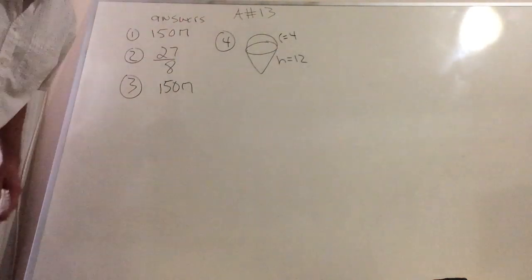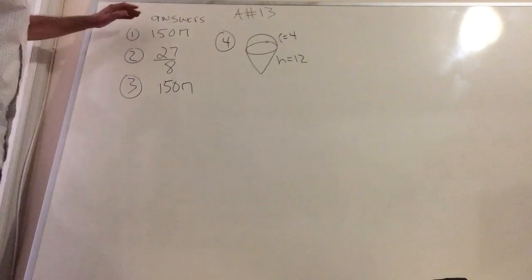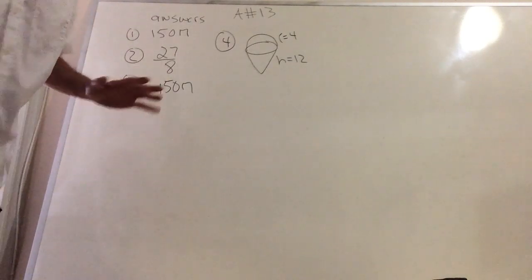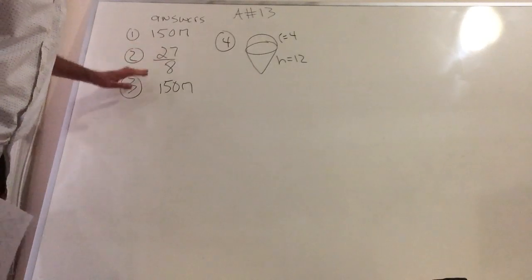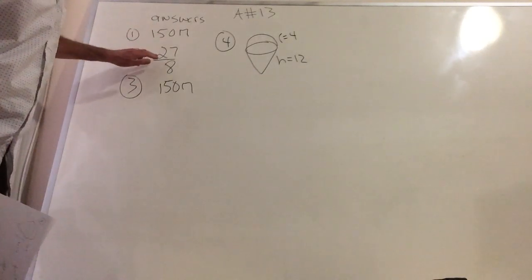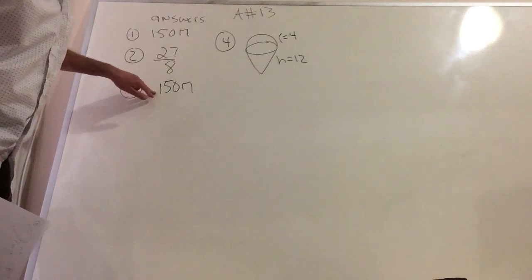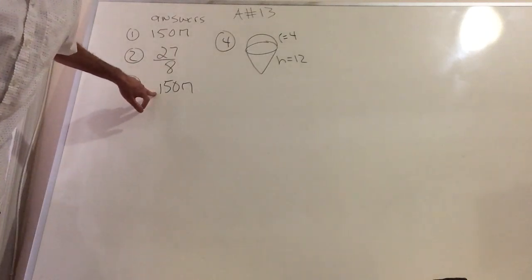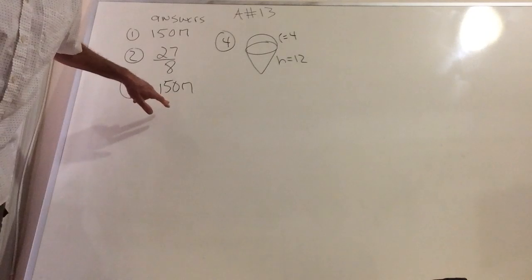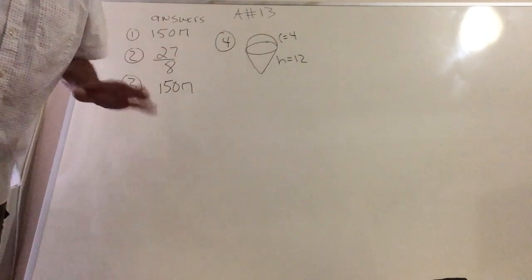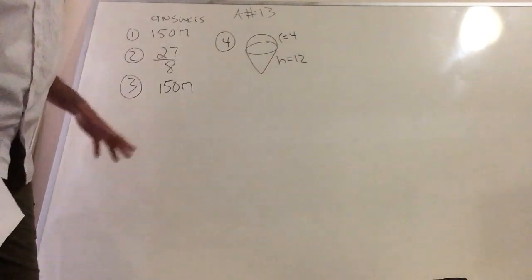This is assignment number 13, and I put up the answers for the first three. Please mail me if you want me to do these later. 150 pi, 27 over 8 is the ratio, and the compound figure also comes out to 150 pi. If you came up with a different answer, or you want me to do it by hand on the board, it would be an honor and a pleasure.